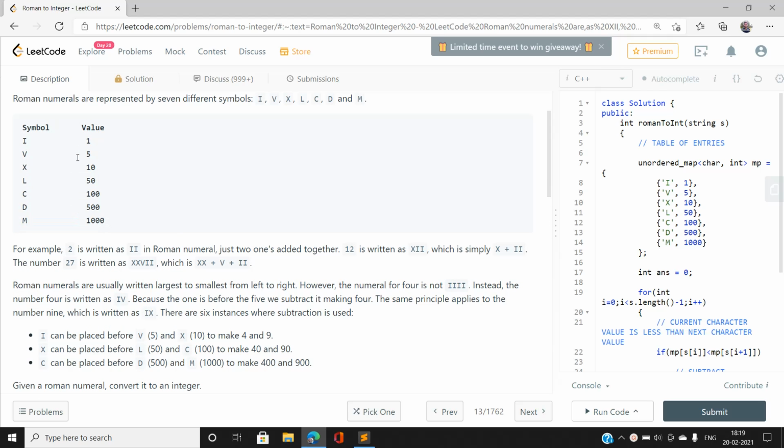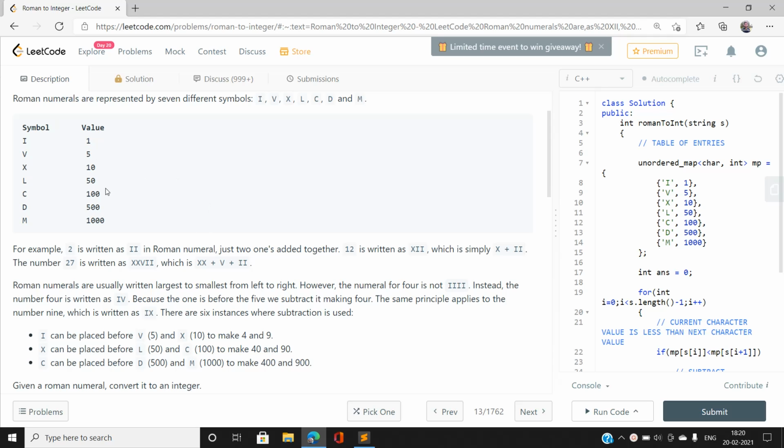Suppose we have to write 12, then what we are going to do is first we are going to write 10, that is X, and then we are going to use 2 for the remaining 2 which is left in the 12. Then I am going to use 2 I's, denoting that I have covered up 12.